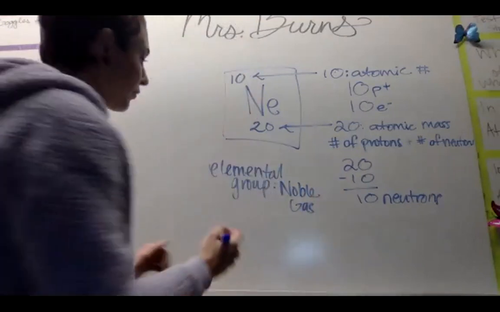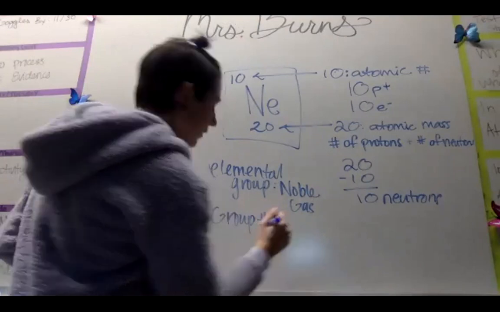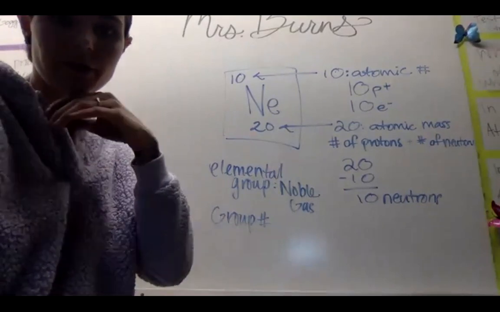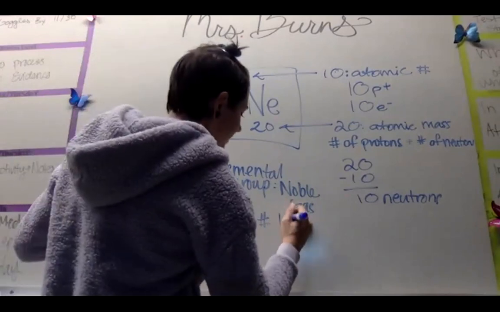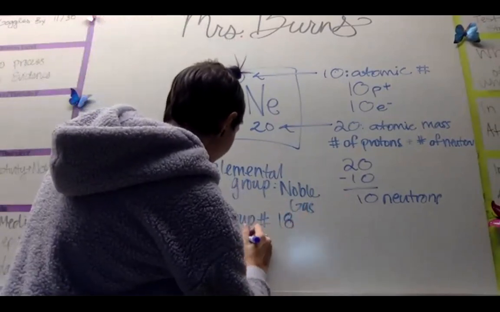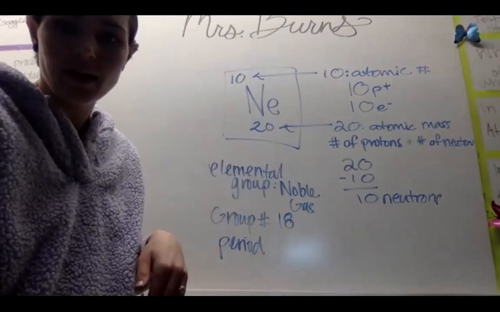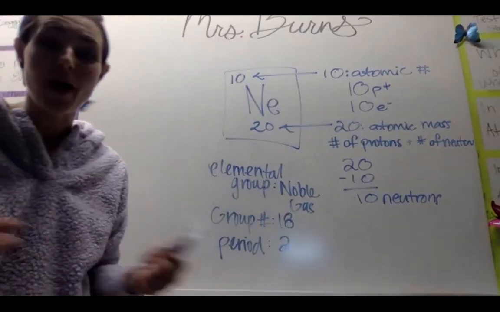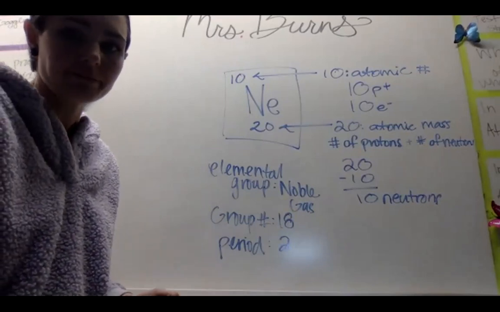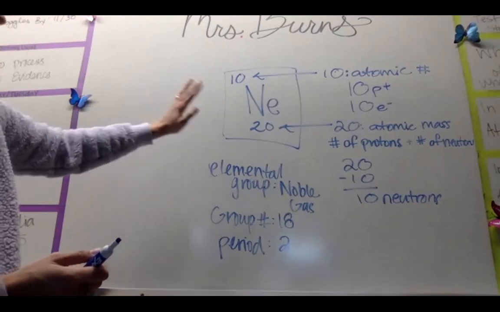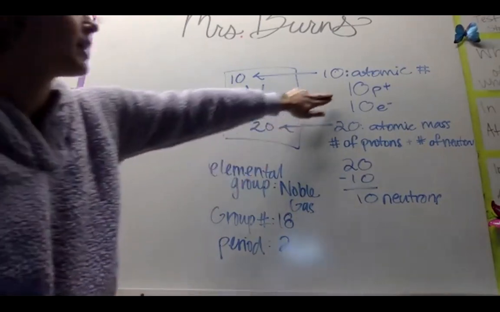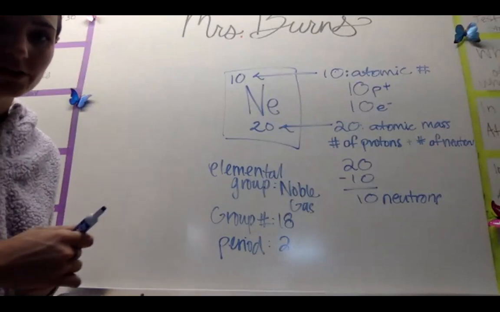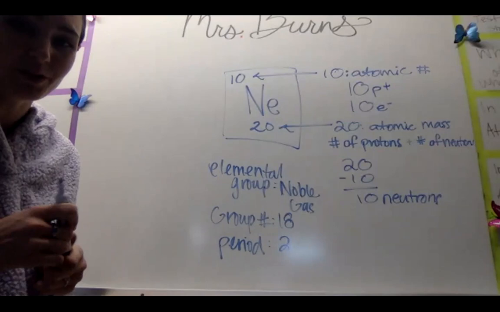We can also know the group number, which is the one on the top. In this case, the group number for neon is 18. And then the period is the one that goes down the side, and that is 2. So a lot of different information that we can get about an element looking at it on the periodic table. Once again, you can find out atomic number and atomic mass. From that, you can find out protons, electrons, and neutrons. You can find out the elemental group, the group number, and the period.